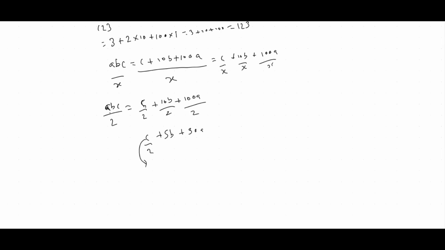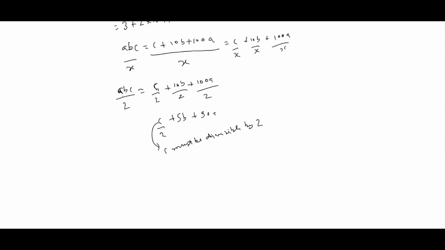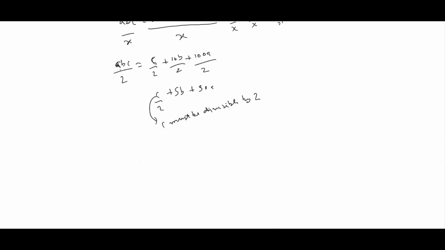C must be divisible by 2. Okay. And what was C? I think C was the last number. So to check the divisibility of 2, you should just check the last number. I just proved that.